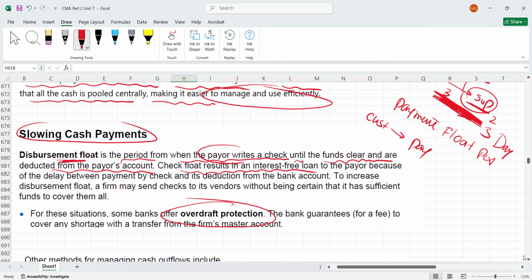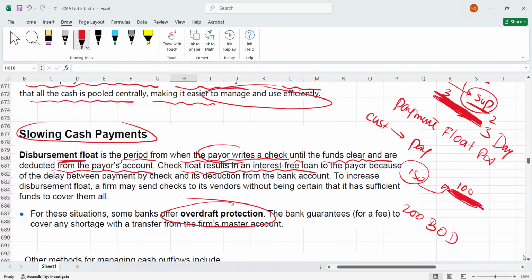Okay, so for example, in my account the amount is $100, and I have agreed a $200 bank overdraft limit. In my account I have only $100. So let's say I wrote a check for $150. Once this check goes to the bank, definitely we have insufficient funds.